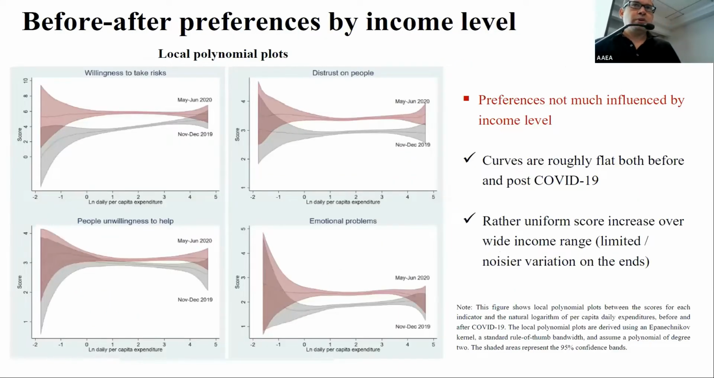We also did some local polynomial plots to see whether these changes in individual and social preferences vary by income. Here the gray line is before the start of COVID-19, and the red line is after the start of COVID-19. We find that preferences were not much influenced by income level. The curves are fairly flat, except for the willingness to take risks. Before the pandemic it is upward sloping, which indicates that people with relatively higher incomes were more willing to take risks prior to the pandemic. We see a rather uniform increase in scores over a wide income range. When we compare the gray line to the red line, it is a uniform increase in these four indicators of preference. The one we don't report is intra-household relationships, because we didn't find major changes over time.